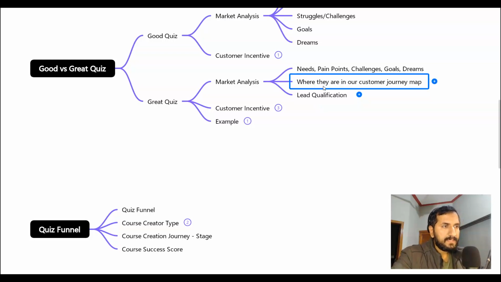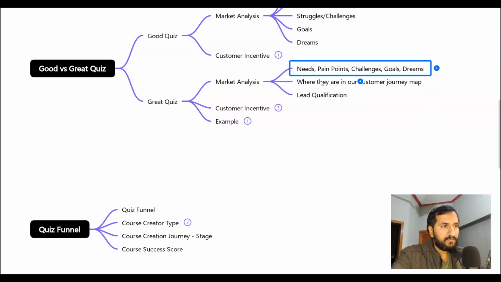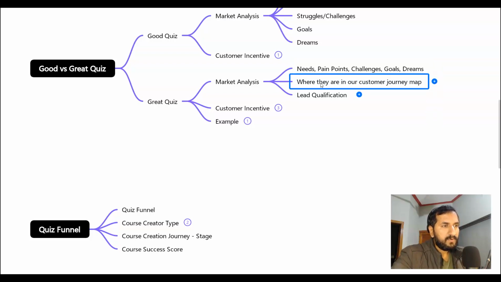Number one, the customer journey map. So we have to identify where they are in our customer journey map. If they are, let's say, on stage 3, we know what kind of message we are going to send them, and if they are on stage 1, we know what kind of message we have to send them, because based on their stage, their needs are different, their pain points are different, and everything else that we normally get is totally different. If we don't do this part and we have this data, we normally use generic messaging that breaks our funnel on the sales part.